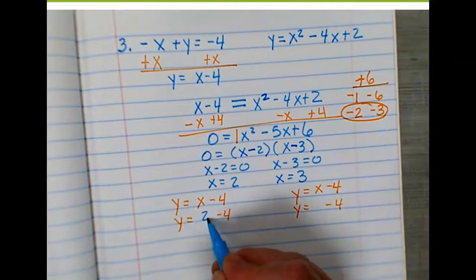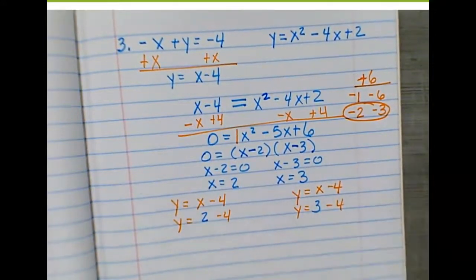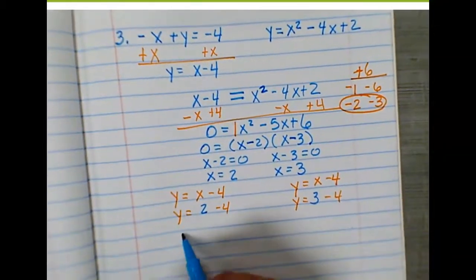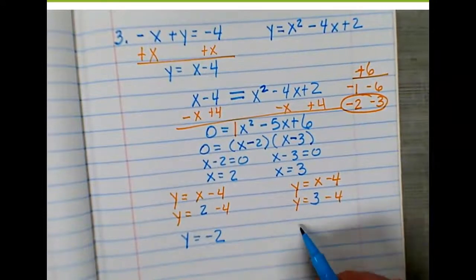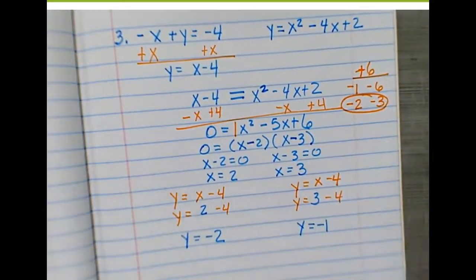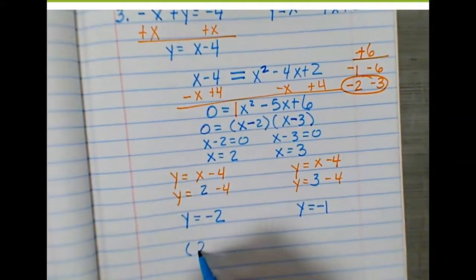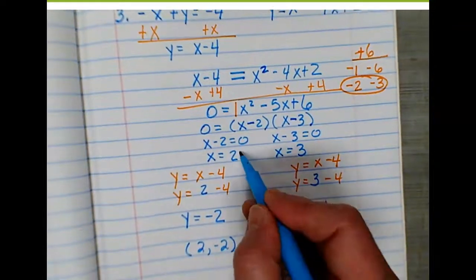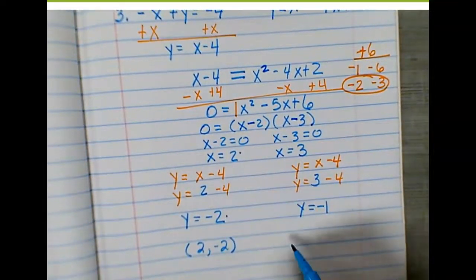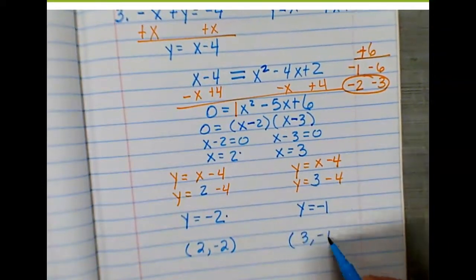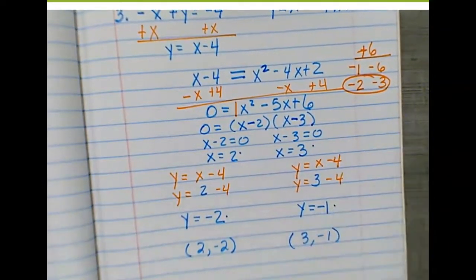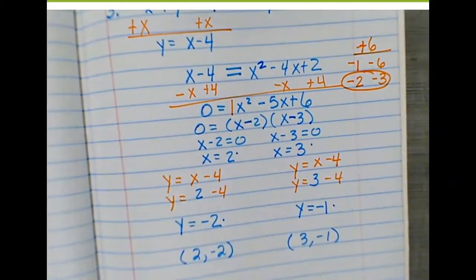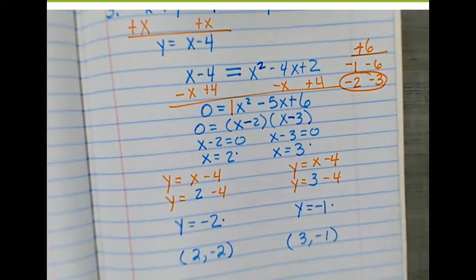Plug in a negative 2, plug in a positive, what I wrote, not what I said, a positive 2 and a positive 3. So here are my 2 y values. The first intersection point was this x and this y. The second intersection point was this x and this y. When you are solving a system, you are looking for the intersection point.